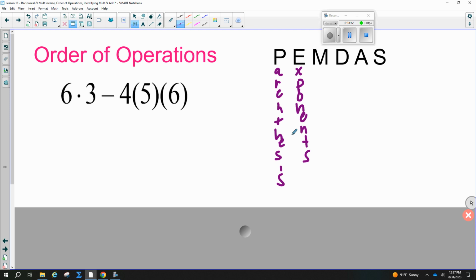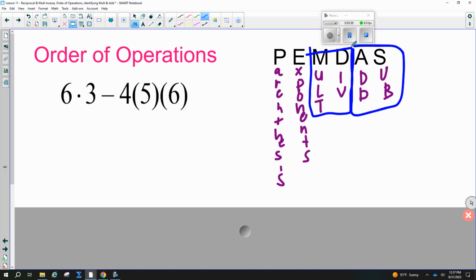What's the M? Multiplication. What's the D? What's the A? And subtraction. Now, technically, the multiplication and division are on the same level. You go left to right. You don't have to do multiplication before division. You actually just go left to right. They're like samesies. And same then with addition and subtraction. They're on the same level. You go left to right.